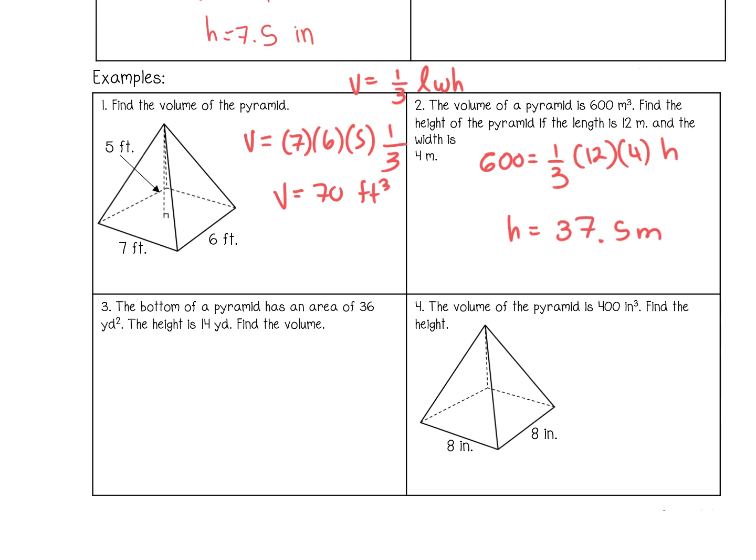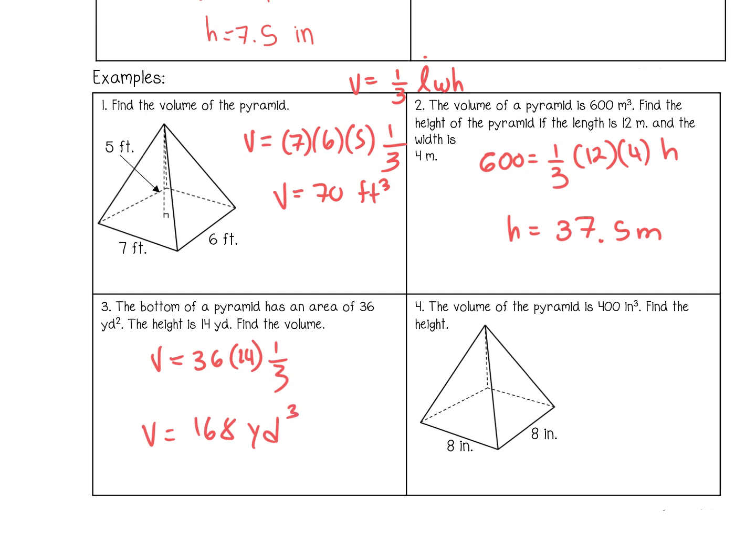Then we have question 3. It says the bottom of the pyramid has an area of 36 yards squared and the height is 14. Find the volume. Now remember, length times width is the area of a square. So we're able to plug that in. So volume equals 36 times 14, all of that times a third. So our volume is going to be 168 yards cubed.